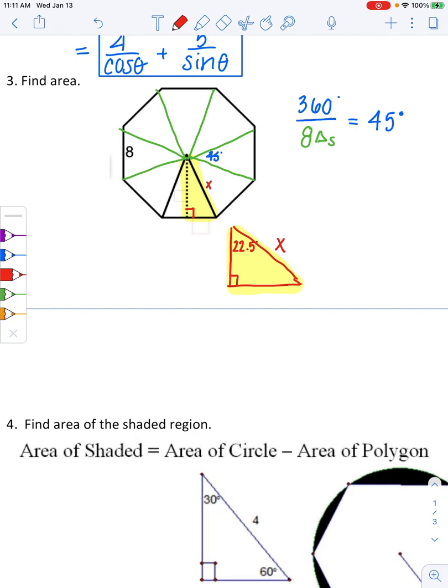Again, you're like, well, this isn't that helpful yet. I still have too many unknowns. But this side right here is labeled as 8. I'm telling you, this is a regular octagon. So I actually should write that out.